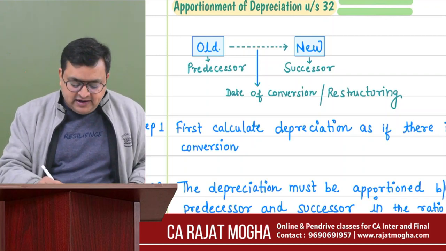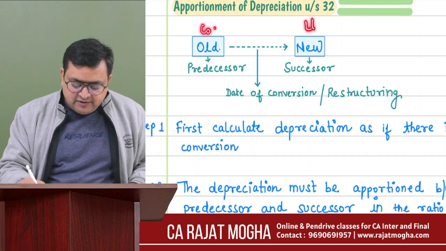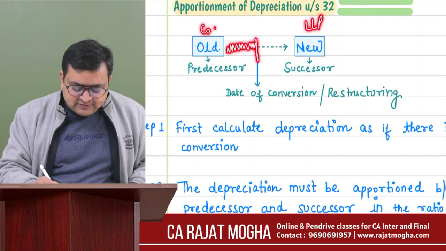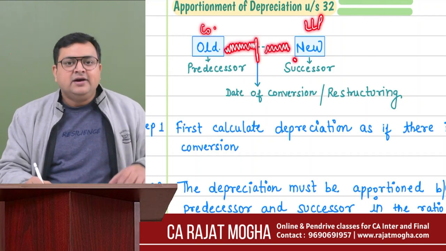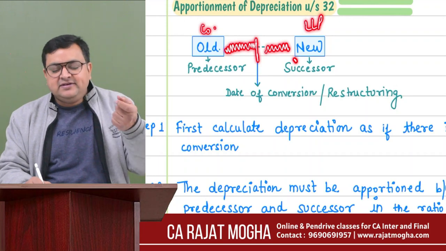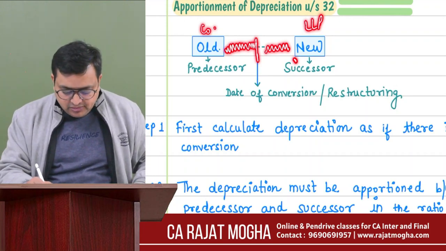Let's say initially it was a company, now they have converted into an LLP. So tell me the number of days the asset is being used by the company and the number of days the asset is being used by the LLP. You have to split that depreciation into two parts, right? This is easy.